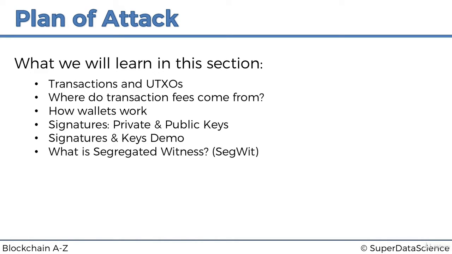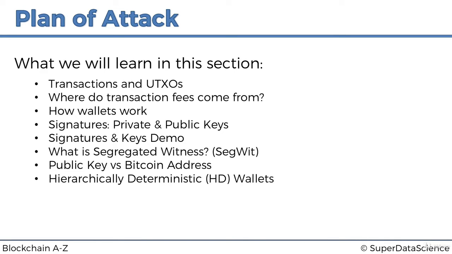Then we'll talk about SegWit. You may have heard this term, segregated witness. We'll discuss what it's all about. We won't go into the technicals, but we'll get a good understanding of what it is and why it was necessary for the Bitcoin network and other networks as well. Then we'll talk about public key versus Bitcoin address, terms which are commonly confused. And we'll talk about hierarchical deterministic, or HD, wallets, something interesting to finish off our section with.